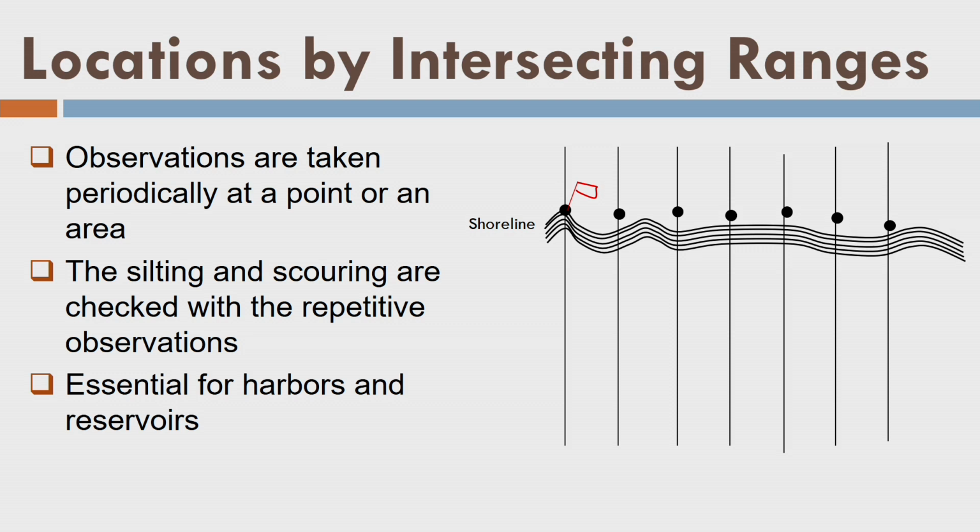Now, locations by intersecting ranges. What does it mean here? You see, along the shoreline, if you put a point like this, fine. Now, what we'll do, we'll put a flag on the first point here, and then we'll put another flag here, and then we will move our boat in a certain direction. So, I know what this angle is. Okay. So, let us say I have observed this point here.